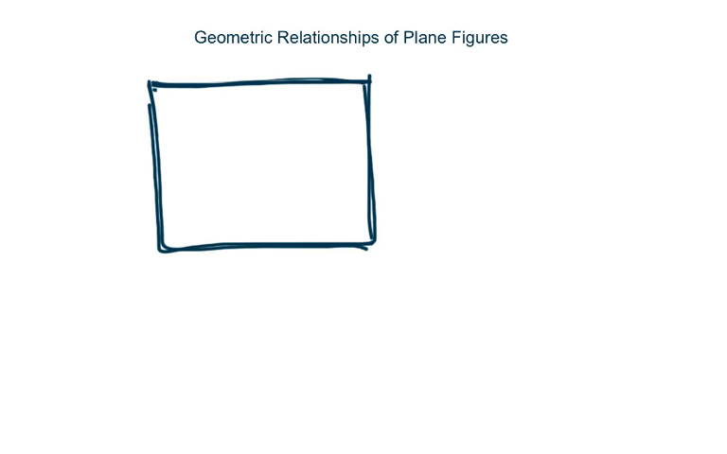In this video, we are talking about geometric relationships of plane figures. Before we jump into these problems, let's talk a little bit about the difference between shapes and lines. Lines are one-dimensional figures, and what I mean by that is that they only go in one direction. They either go across or they go up and down.